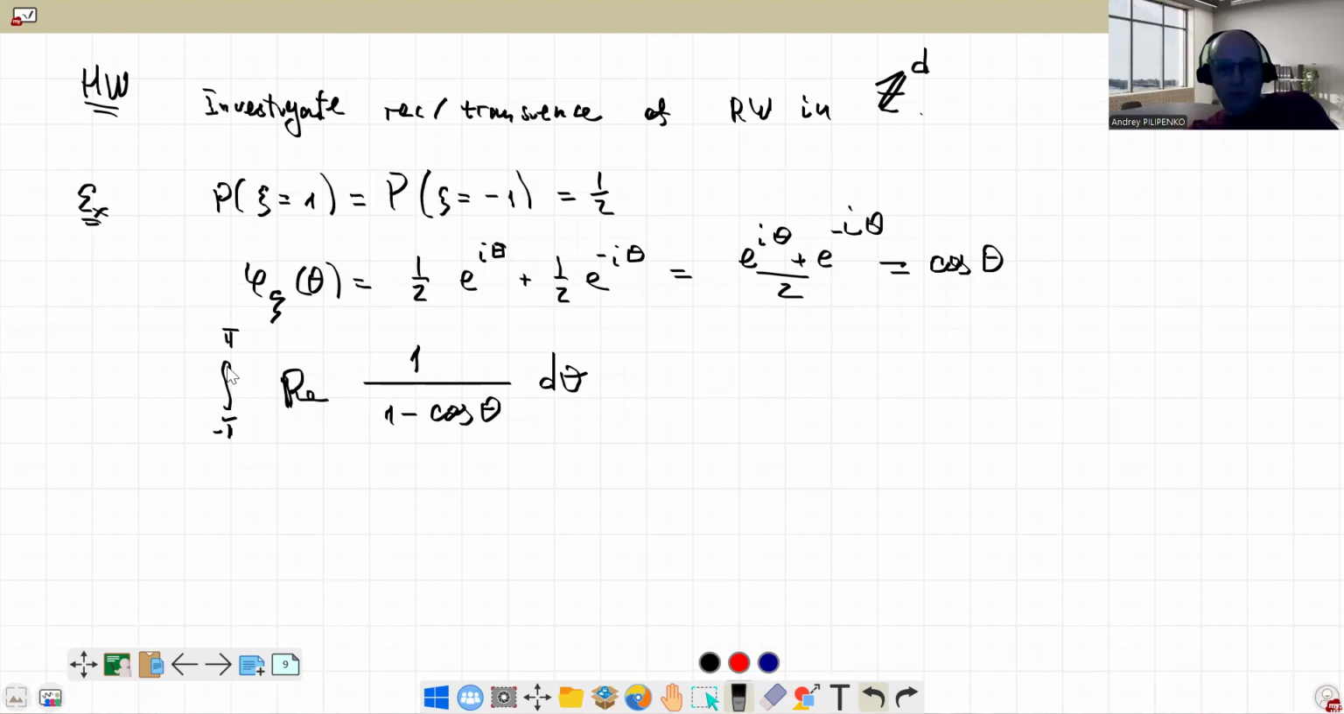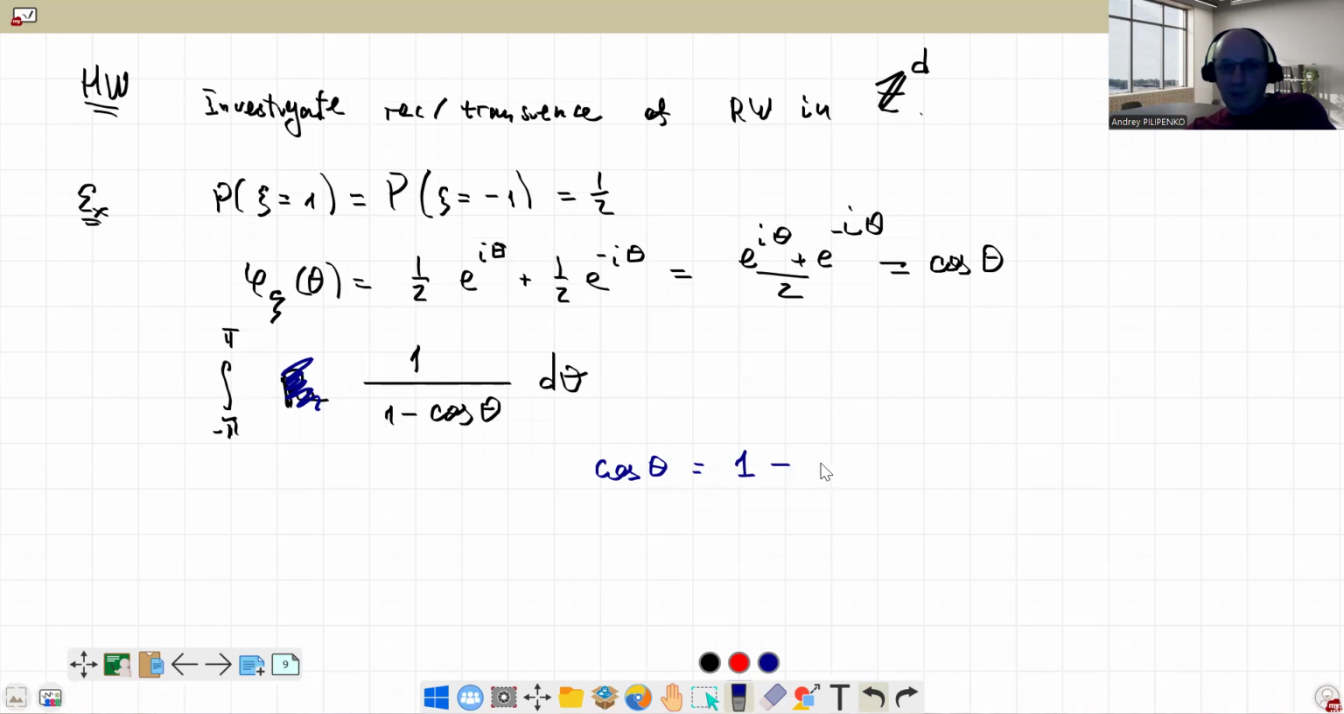Okay, so the criterion is this. We have to study this integral. By the way, we may not write the real part because this is a real number. And we know that cosine theta is... So there is only one suspicious point. Theta is 0.